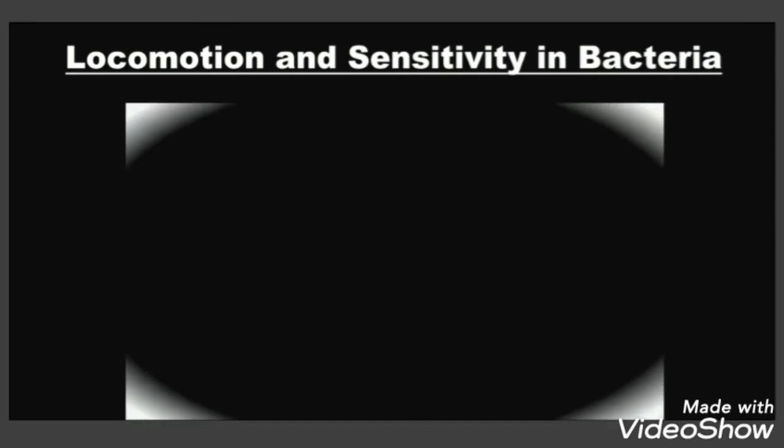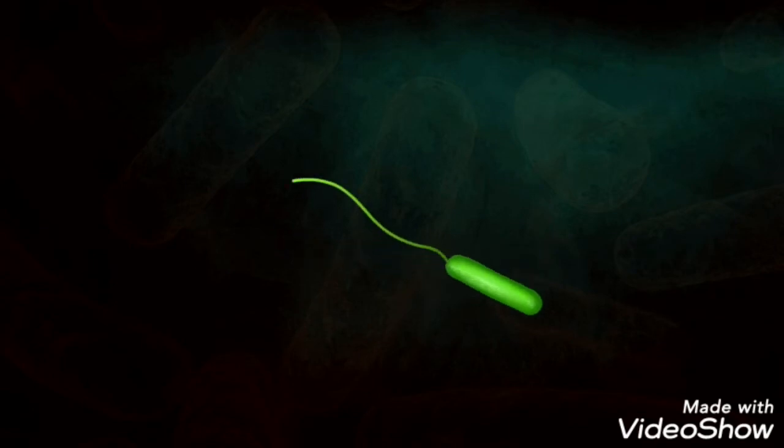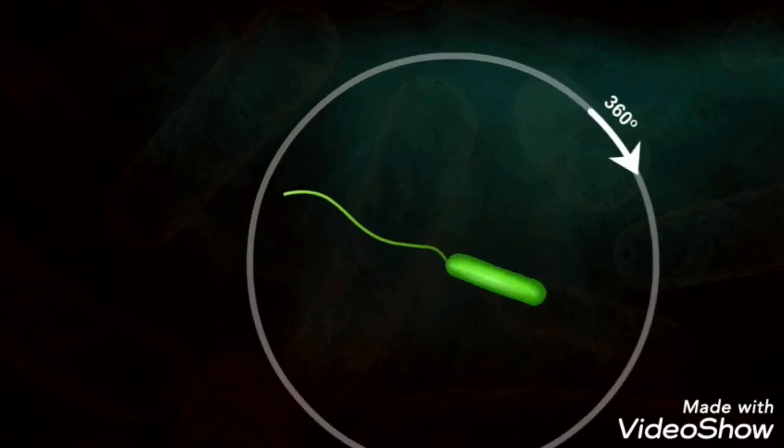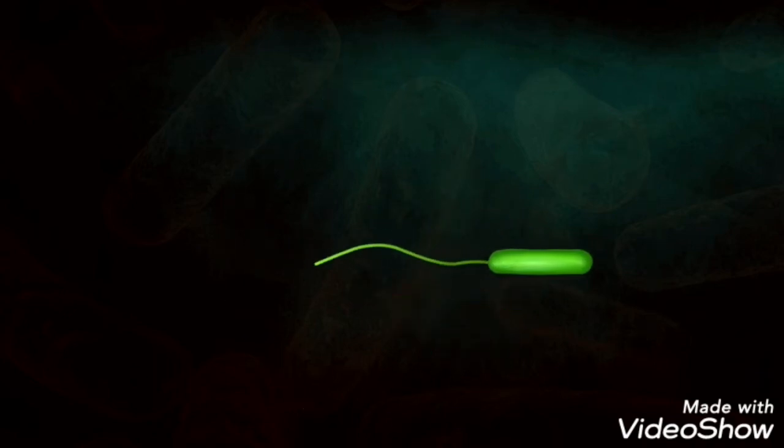Locomotion and sensitivity in bacteria. Although flagella may appear to undulate back and forth like an eel swimming through water, they actually rotate 360 degrees, clockwise or counterclockwise. The basal body spins, much like the drive shaft of an electric motor, producing this motion.